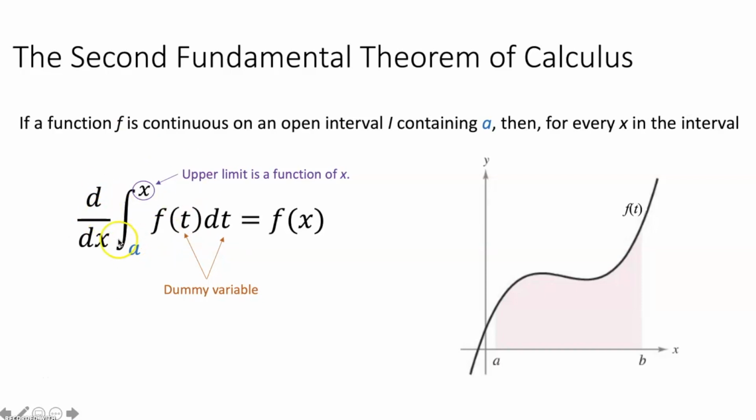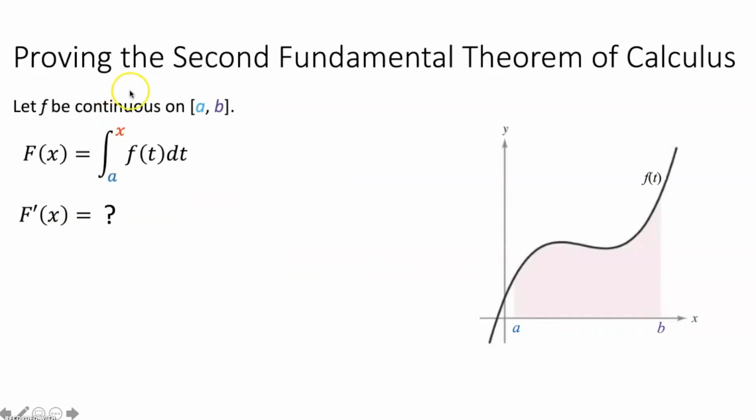Now you may be thinking, this still doesn't make sense. This is f of t, and when you take the derivative of that integral, it becomes f of x. Well, let's explain how this works. So to prove the second fundamental theorem of calculus, we're going to let f be continuous on the closed interval from a to b. And we're going to let capital F of x equal the integral from a to x of f of t dt, just like we said before.